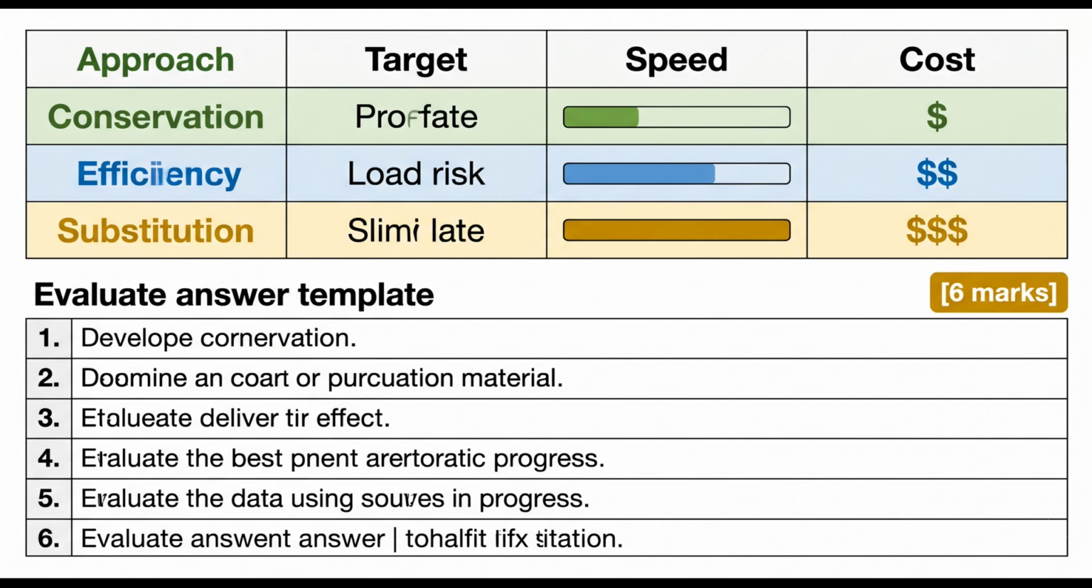Now look at the 6-part structure at the bottom of the screen. For a 6-mark evaluate question, every mark maps to one step. Identify the strategies. Explain a strength with a reason. Develop or add a second strength. Explain a limitation with a reason. Develop or add a second limitation. Close with a final judgment, a clear position on whether the strategy is effective with one reason. Get ready. The practice pause is next.